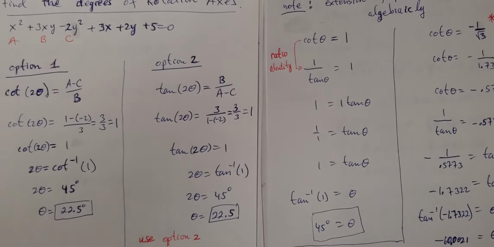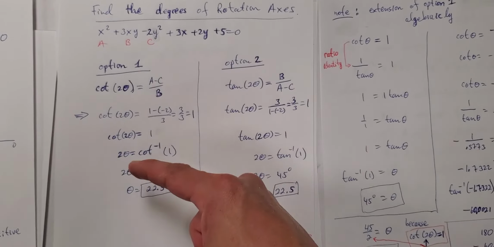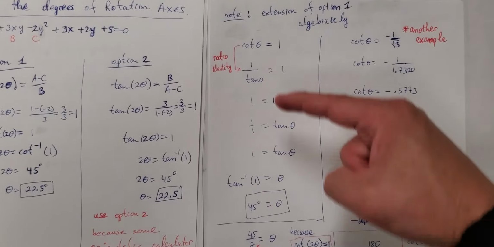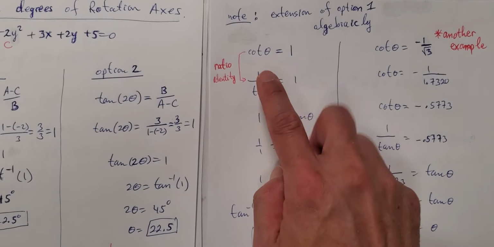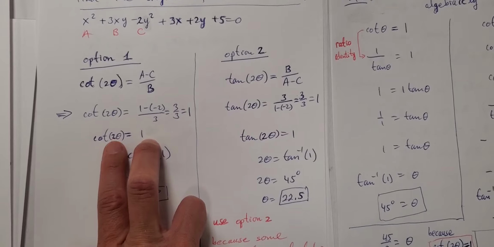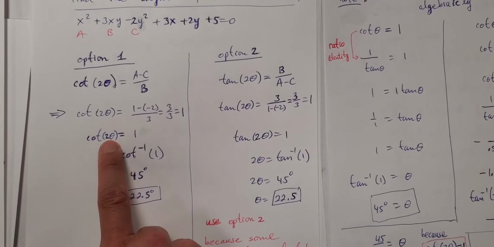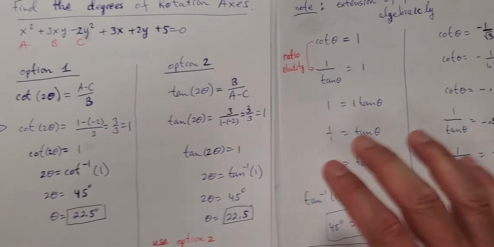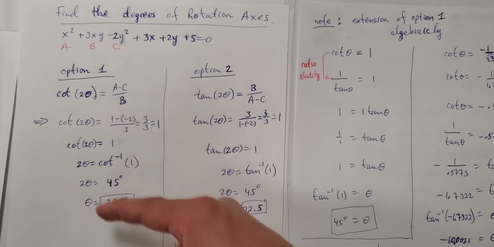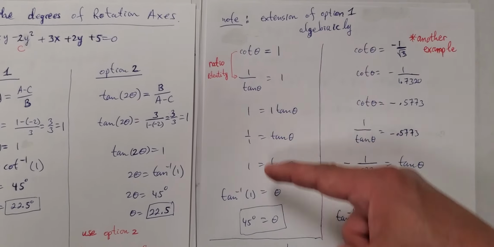So I'm going to solve option number 1 algebraically by hand. So where did I get this from? Over here. I just ignored the 2. If you look carefully, it's the same.